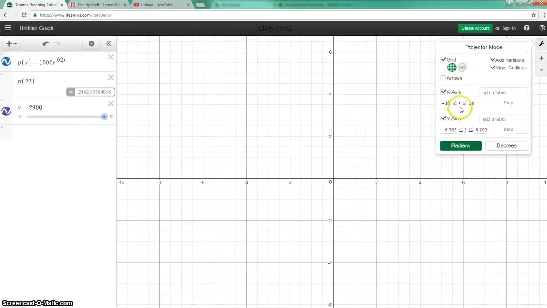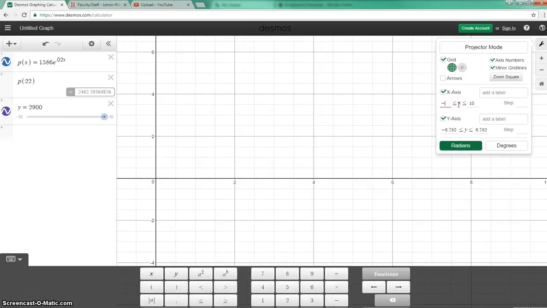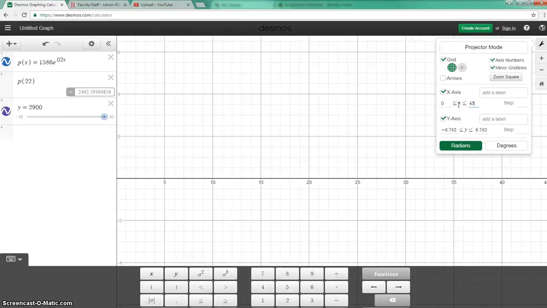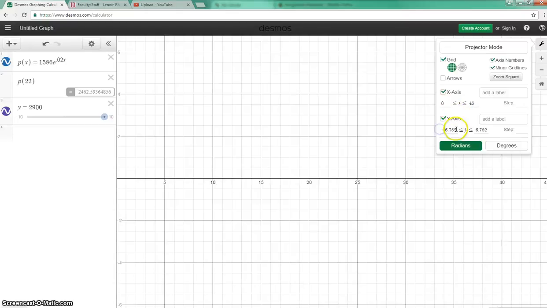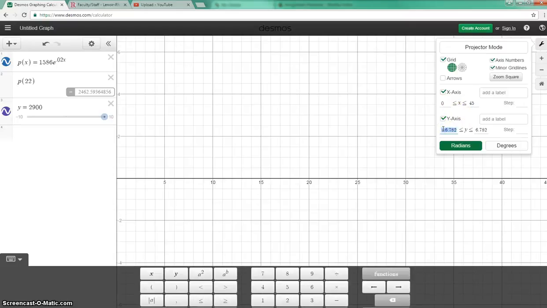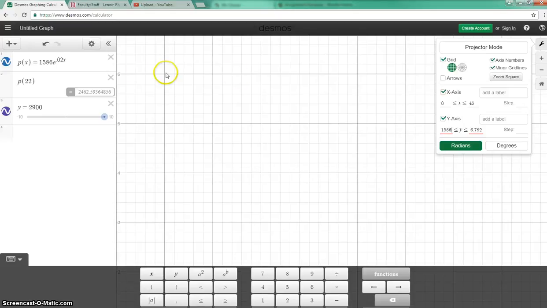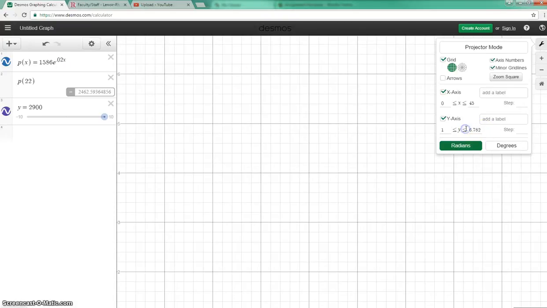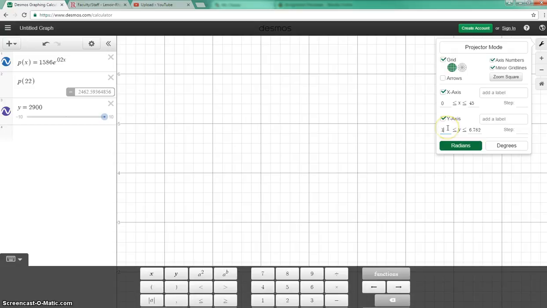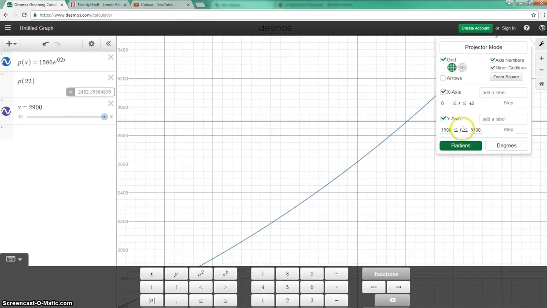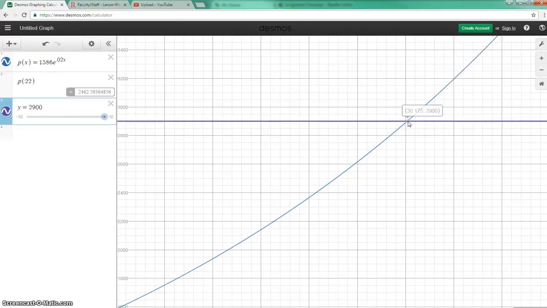Again, I'm dealing with x values in years. So maybe I could go from year 0 to year 45. My y stands for my population. So let's go with 1586. It might be one of my low values. And let's go to 3,500. Because again, I know I'm looking for 2,900. Got an initial value of around 1,500. And where they intersect, I get 30.175.